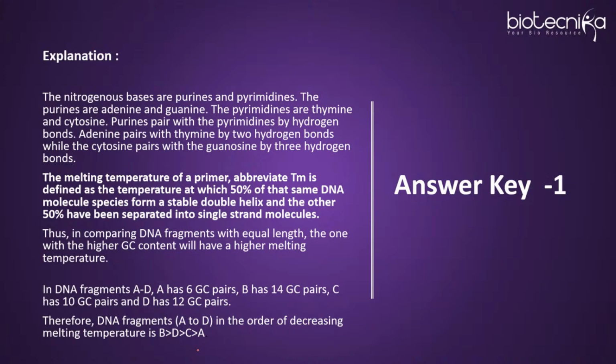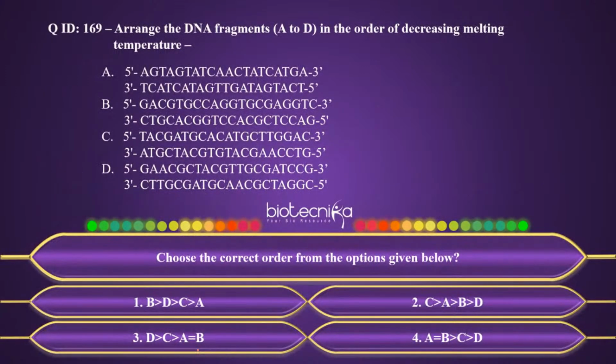As a result, melting this DNA fragment would be easier as compared to B. So option 1 is the correct one. The order is B, then D, then C, then A, right?